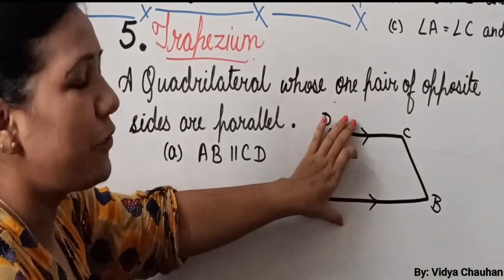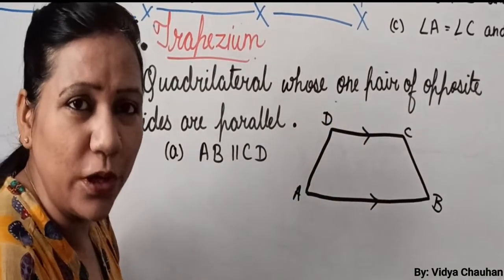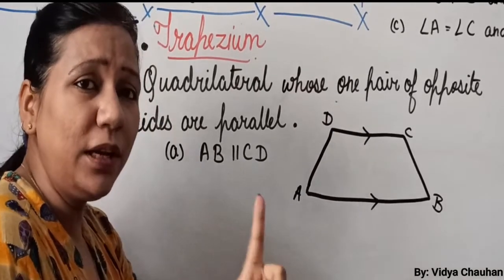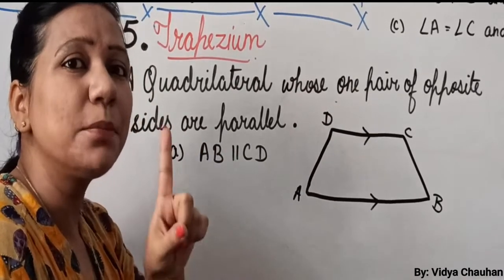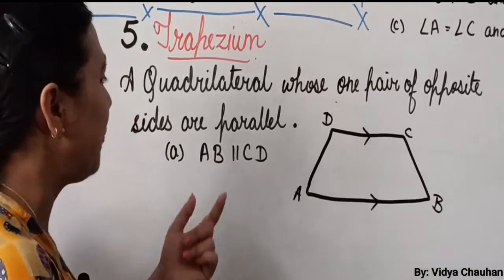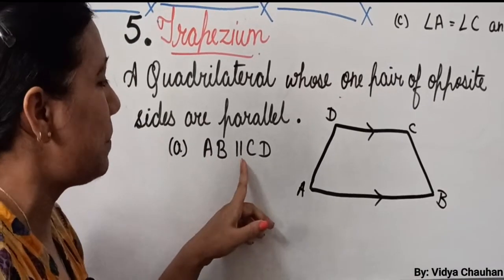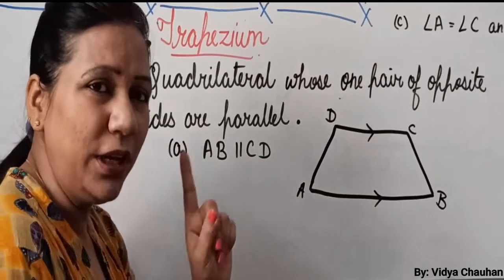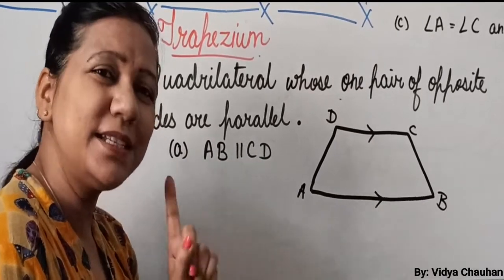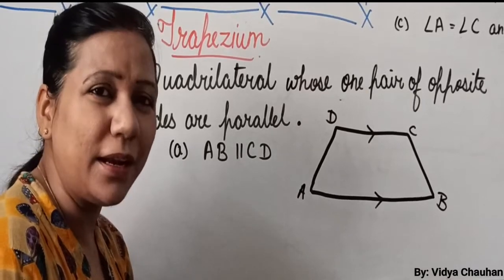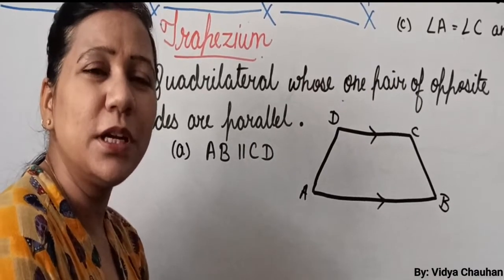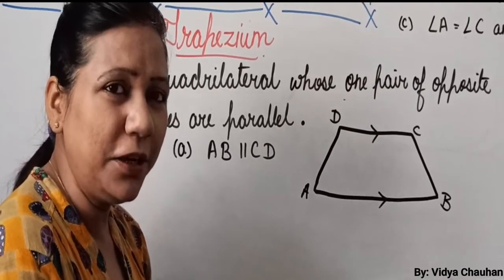So what is a trapezium? A trapezium is a type of quadrilateral in which there is one pair of opposite sides parallel to each other. And this is the only property in a trapezium, that AB is parallel to CD. Only one pair of opposite sides in a trapezium are parallel. So this is all about the different types of quadrilateral.